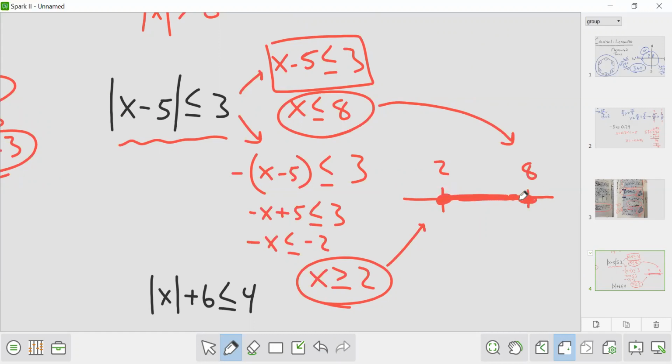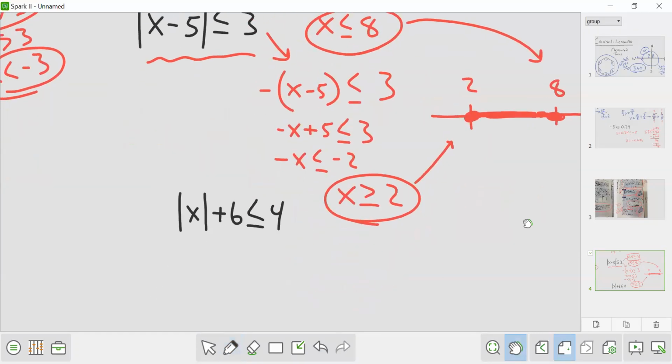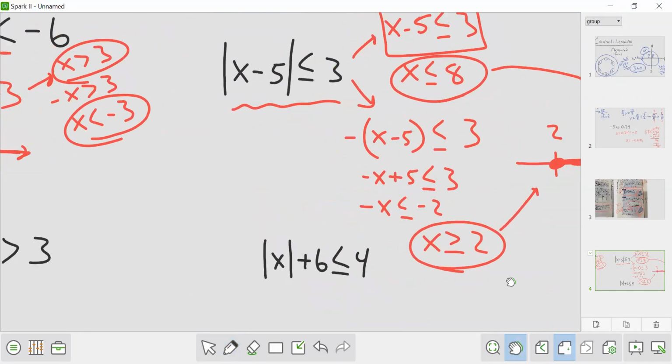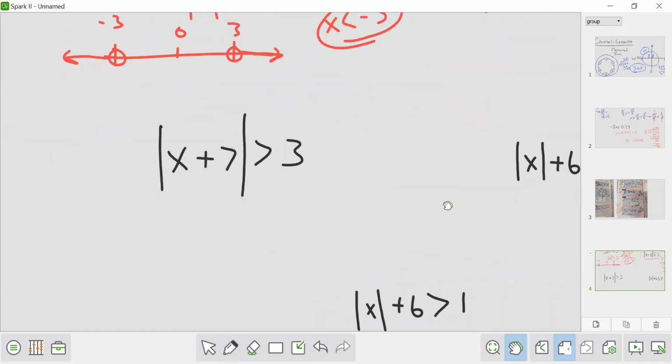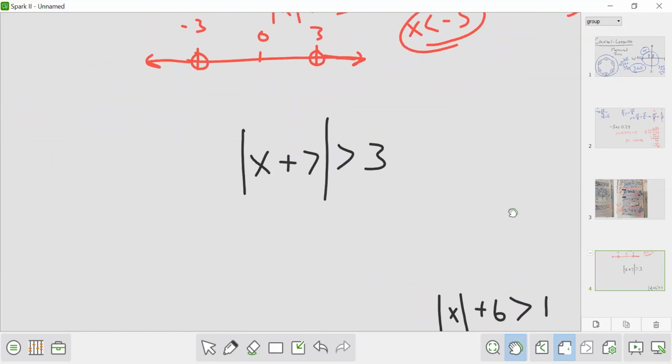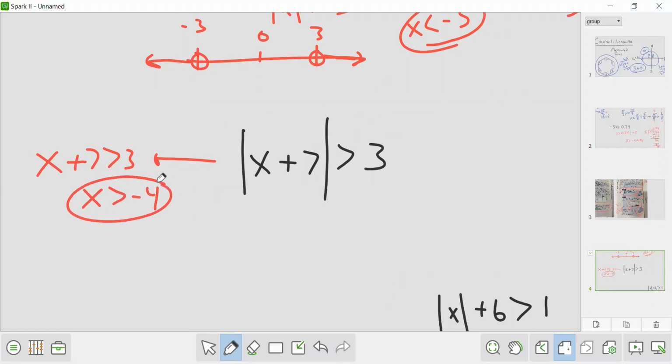All right. So let's do one more together. Let's do this one over here. So again, I have to say my two scenarios, and I'm going to do them on this side. I say either x plus 7 is greater than 3. Well, let's subtract 7 from each side. I get x is greater than a negative 4. So there's one way to graph it.